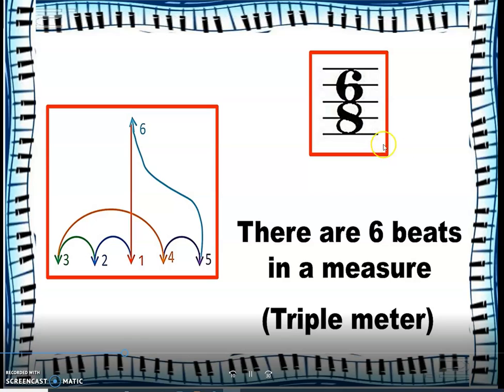6-8. What is the top number? The top number here is 6. What is the meaning of 6? There are 6 beats in a measure. It is triple meter. Okay? The first beat is downward. Then for the second beat, we are going to draw a mountain inside. So count 2, mountain inside again, count 3, mountain outward, count 4, mountain outward, count 5, and then half a wave upward, count 6. That is how it is to be conducted.